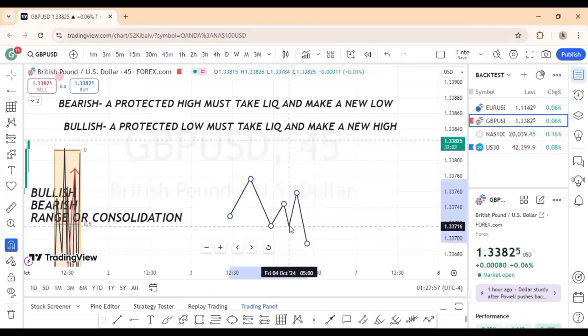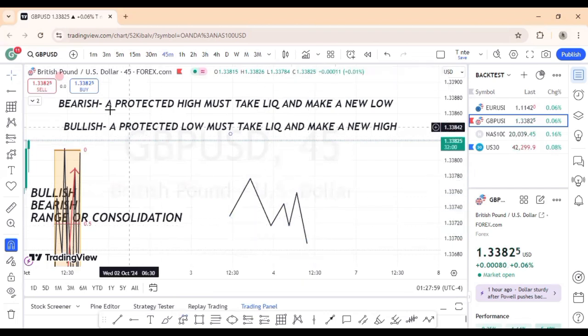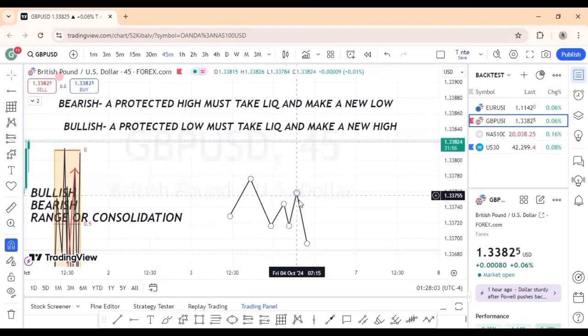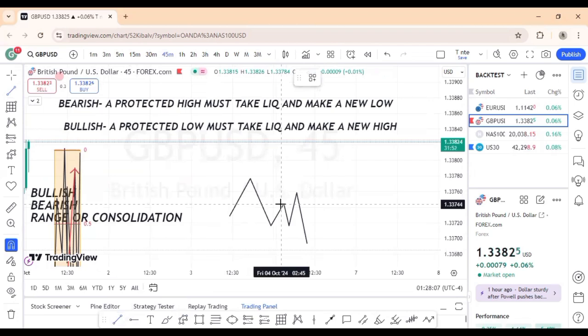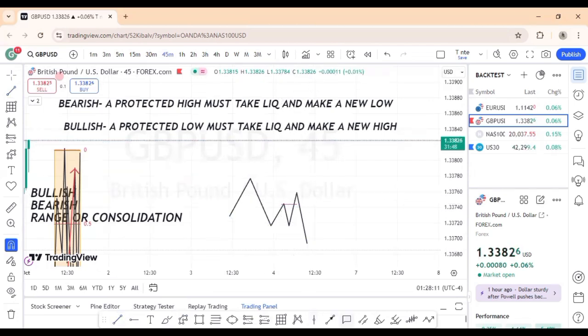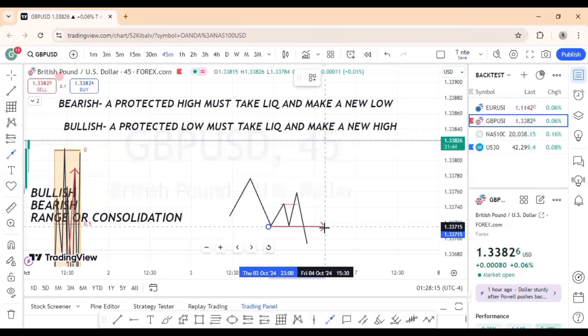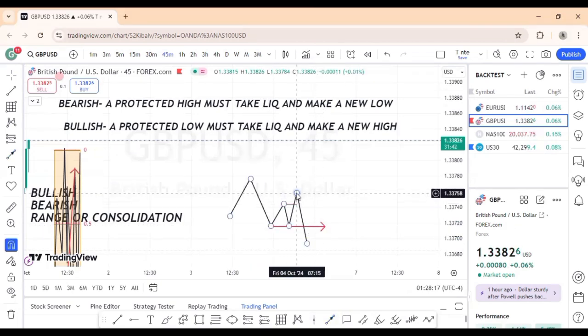Okay. Now, this is what we refer to as what? A protected high. Why is it protected? Because it took out liquidity, this previous high, and then what? It made a new low. So where's the previous low here? It went below this low. So it took this liquidity, which is the previous high.